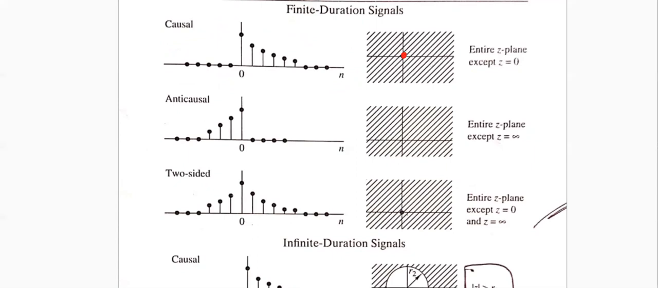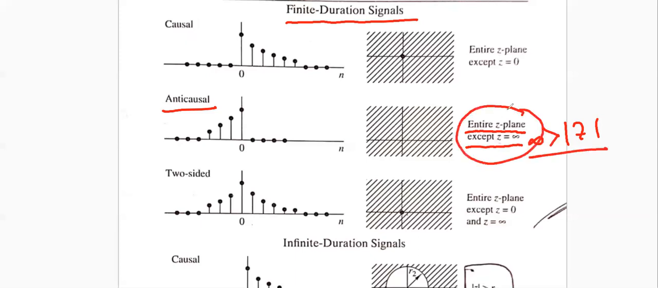That is fine. If that is anti-causal, we have already shown that anti-causal and finite duration signal, we can also find that it is the entire z-plane except z equal to infinity. So entire z-plane, where z is less than infinity. That is the thing, but you can also express it like this. And in that case, 0 is also a solution. That's why there is no dot. So you do not need to put any dot over there.